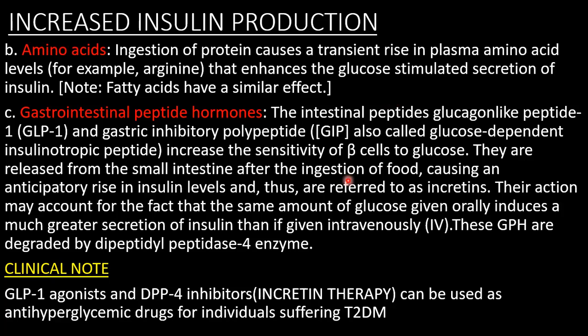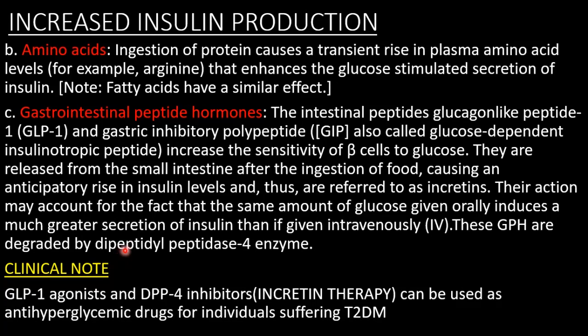They are also known as incretins, and their action may account for the fact that when you give the same amount of glucose orally, there will be greater secretion of insulin than when you give the same amount intravenously. Why? Because when you give glucose orally, the gastrointestinal tract will produce these incretins, so the beta cells will be more sensitized, unlike when you give it intravenously. Now, these gastrointestinal peptide hormones are usually degraded by an enzyme known as dipeptidyl peptidase 4.